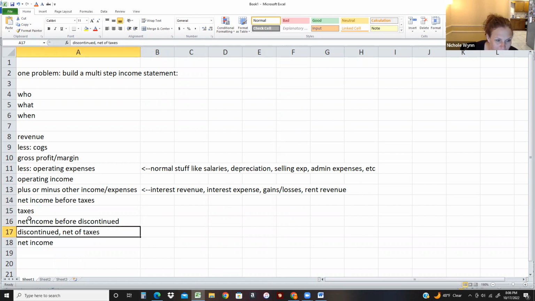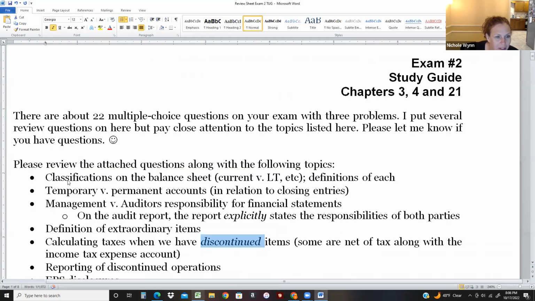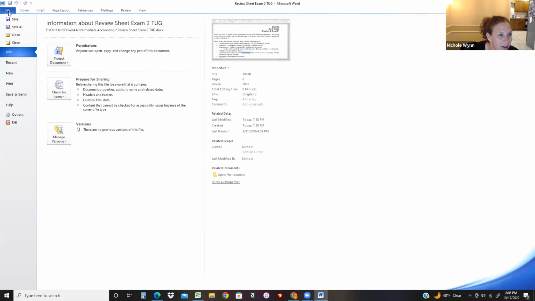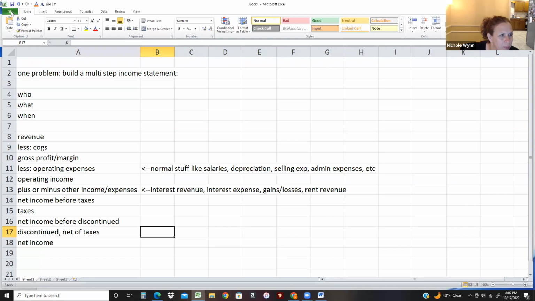So when you do them net of taxes, what happens is you do like the 40% over here, if that's the tax rate, and then you do 60% over here. And we did that in several homework problems, and this is only within basically the multiple choice questions, your discontinued items. Let's go to a homework problem so I can make reference to one to kind of help you.